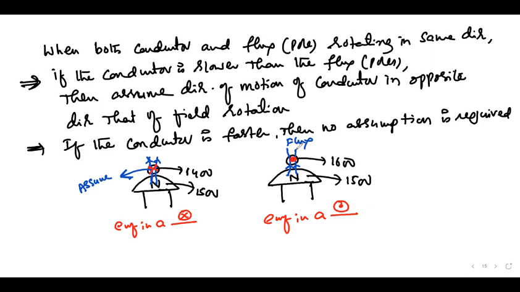The flux is moving upward. The conductor is also moving in the same direction, sir. Yes. Then, sir, the difference between the first diagram and the second diagram is that in the first diagram also the conductor is moving clockwise.